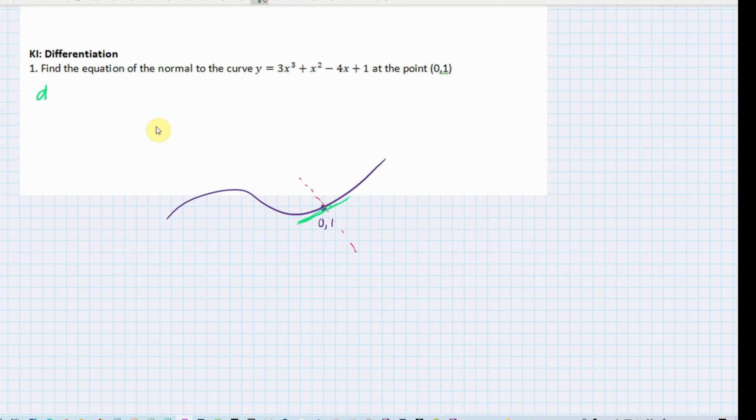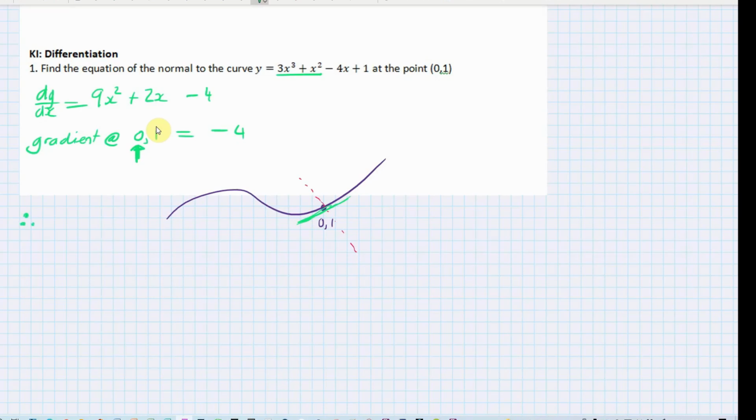Okay, so dy/dx gives us our gradient, and we look at this, we go 3 times 3 is 9, 9x, drop the power down to 2. Then we go to the next one, 2 times 1, so it's 2x, drop the power down to the power of 1, so we can just leave it as 2x. Then minus 4x becomes minus 4, and the 1 drops out. Then we can find the gradient. The gradient at 0, 1 equals negative 4. Now, why do I know that? Well, you insert the 0 value for x, right? So the gradient at 0 is minus 4.